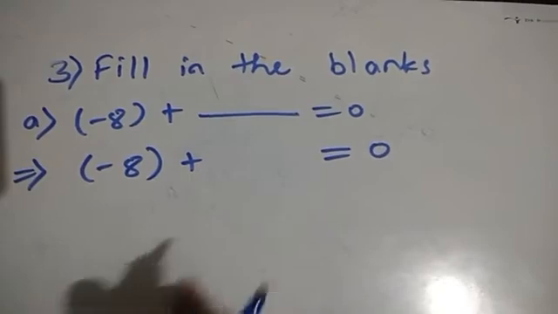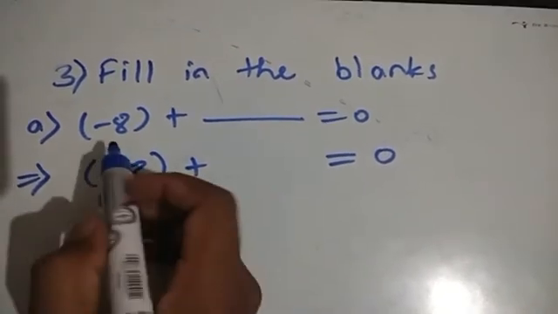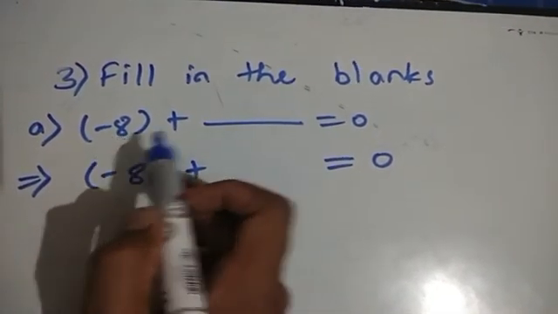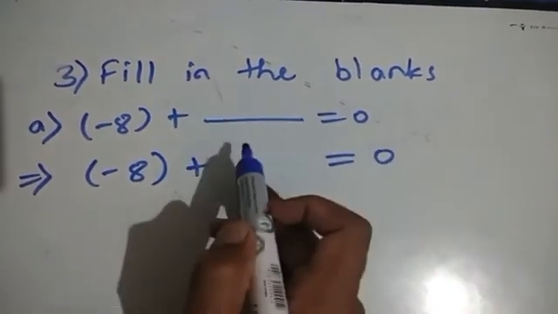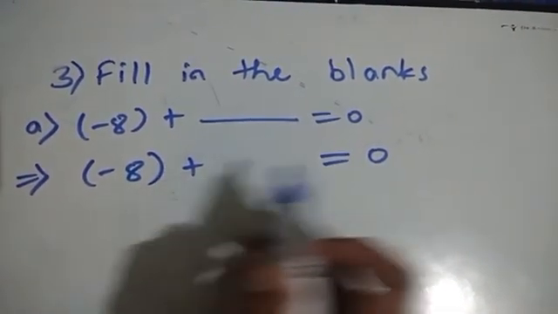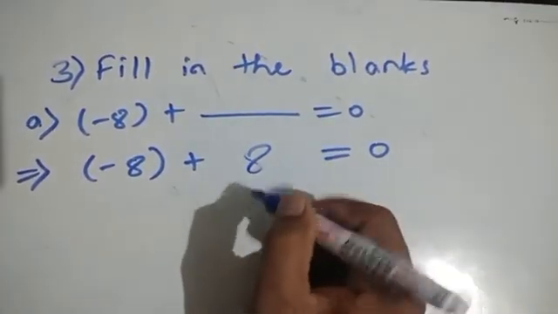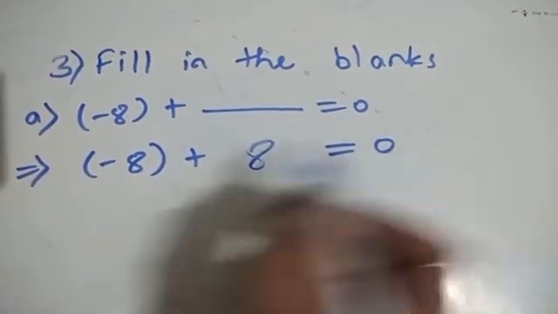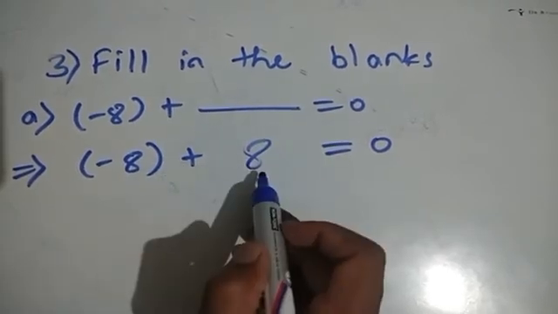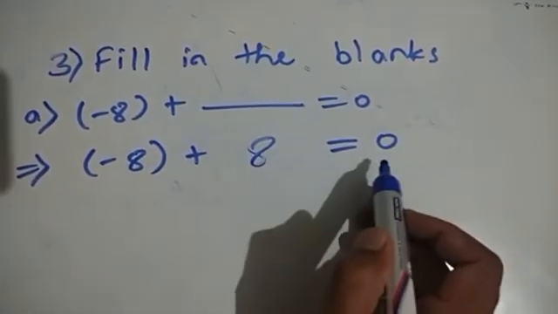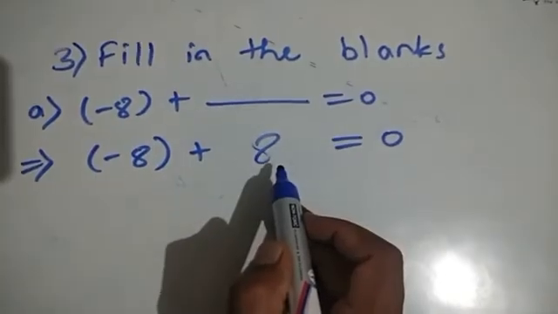Let's solve one more question. Fill in the blanks. In the first example, minus 8 plus dash is equal to 0. We need to add one integer to minus 8, so the answer will be 0. So students, we can add here 8. So its answer will become 0. How? See here, one integer is negative, another is positive. Subtraction. And 8 minus 8 is what? 0. Therefore 8 will be the answer.